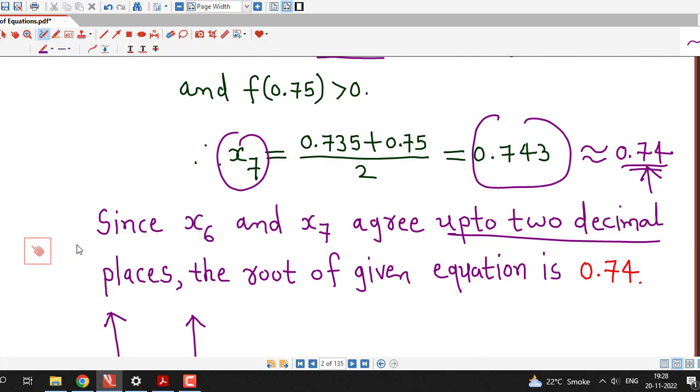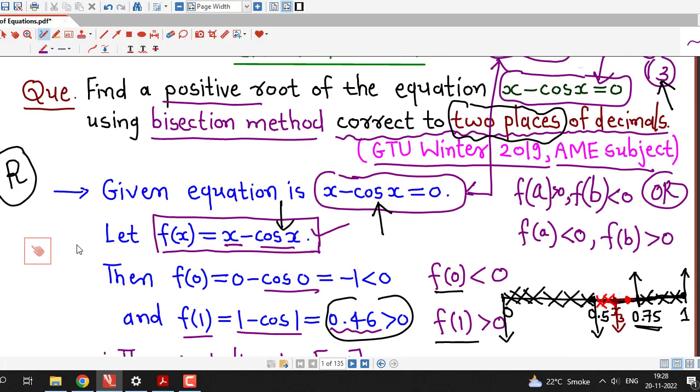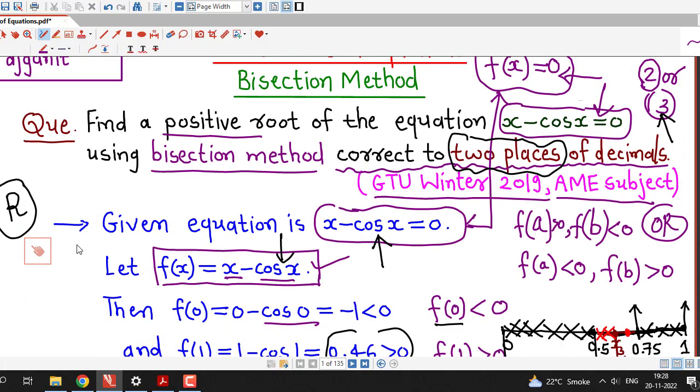So in this way we can apply bisection method to obtain roots of nonlinear equations, and here we find that positive root of this equation x minus cos x equal to 0 correct up to 2 decimal places is 0.74.